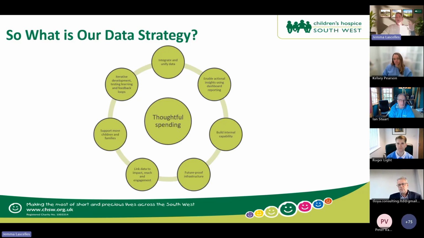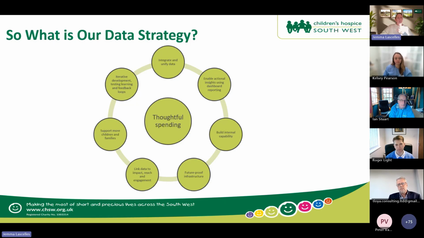We want to train staff. We want to build that internal capability. We want to implement data standards, data dictionary, security protocols. And in terms of future-proofing the infrastructure, that really is where adopting Microsoft Fabric as the integrated platform for analytics, storage, and governance comes in, because then we will have scalable architecture that we can build on as the organisation grows.